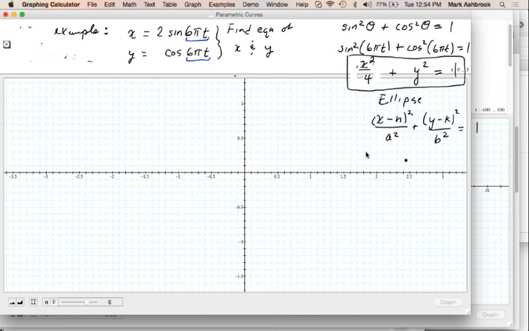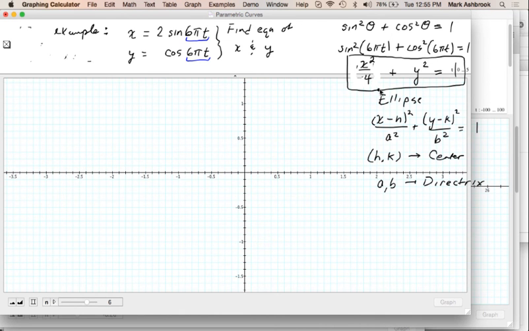What's h and k? Is that a point on the ellipse? That's the center. It's not a point on the ellipse. Again, think of that as a circle: if these numerators equal r squared, your h and k would be your center. Same with an ellipse. And a and b are called the directrix. That's your distance. It's like the radius in the x direction and like the radius in the y direction. A is the radius in the x direction. B is the radius in the y direction.